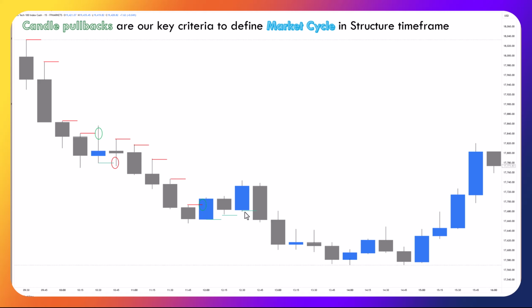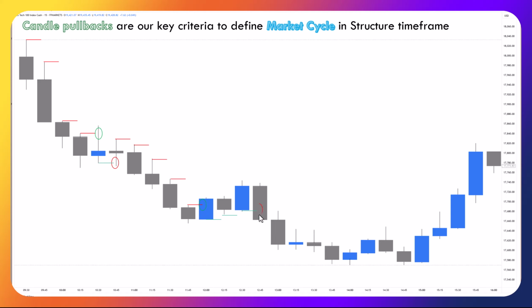As you see here, pullbacks are short-lived. So here, look, 1, 2, 3, 4, and we have 4 bearish candles and 1 small candle-scale pullback. Again, 1, 2, 3, 4, 5, and then 1, 2, 3: a 3-candle pullback.